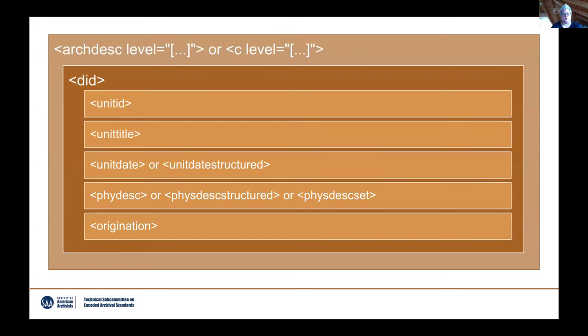So how does this exactly look like? And this is again looking specifically at the pieces of information that ISAD(G) has defined as essential.